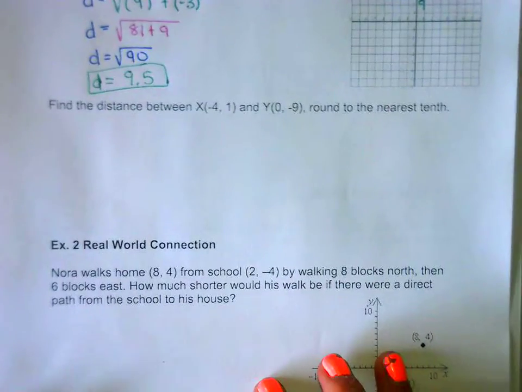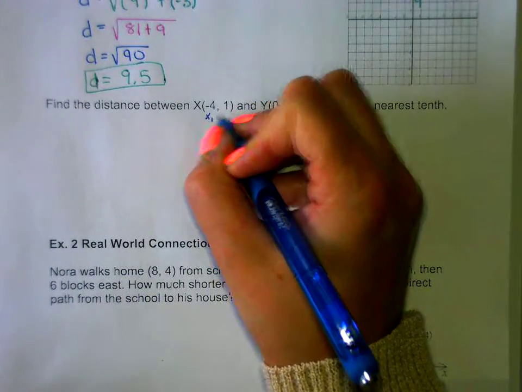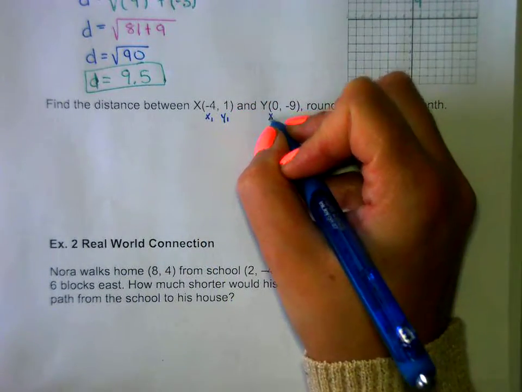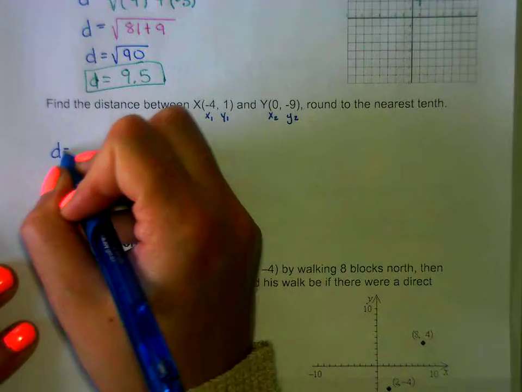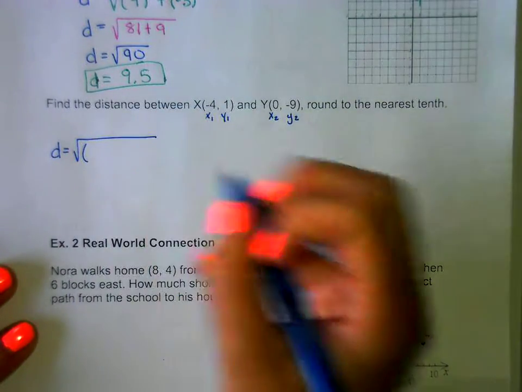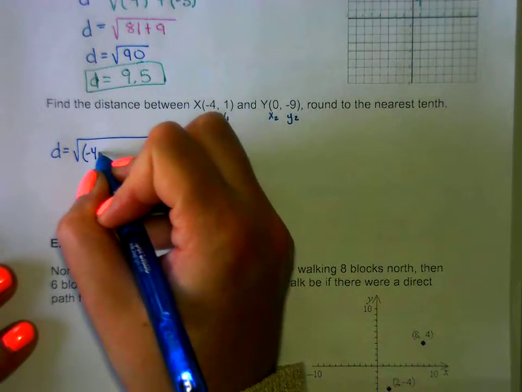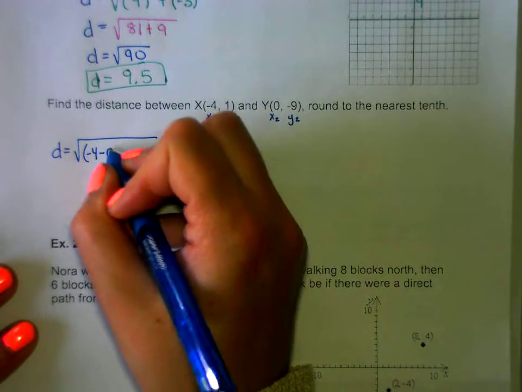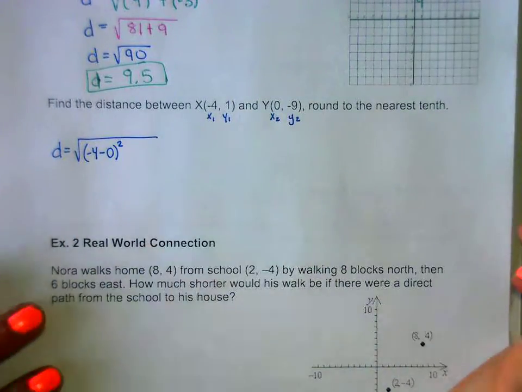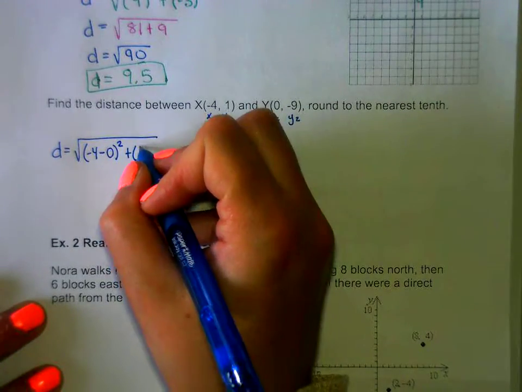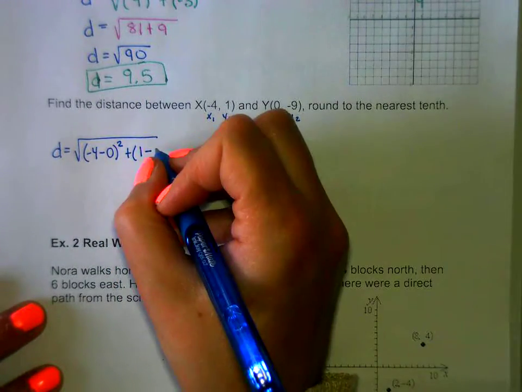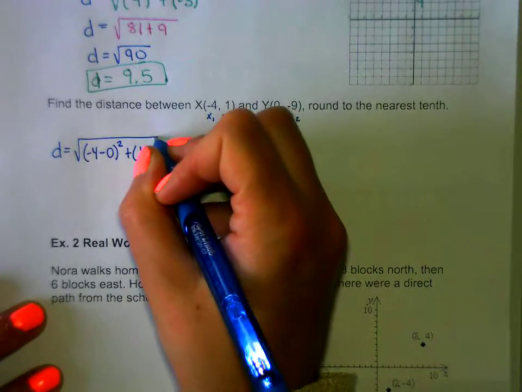So I want to find the distance between X and Y. So I have my x1, y1, x2, y2. So to find that using the distance formula, the distance equals the square root of x1, which is negative 4, subtracted by my x2, which is 0, squared, plus my y1, which is 1, minus my y2, which is a negative 9. And I'm going to square that.